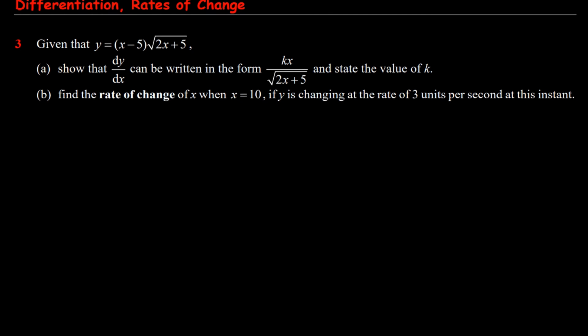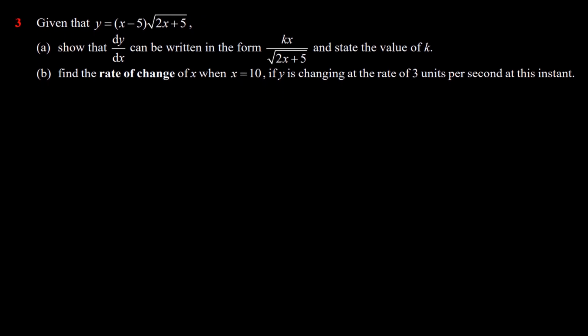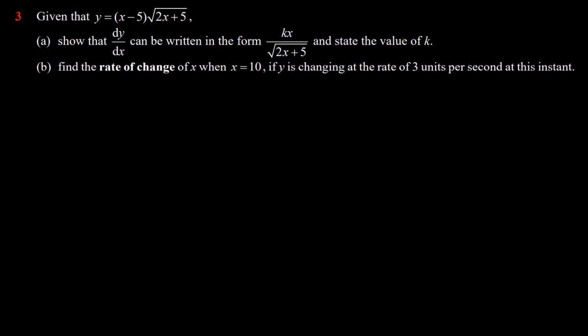With the differentiation, it is written here y equals to this one. We are doing the rates of change. Y equals to that. So the first part is written here as y. So better to use the UV rule to get dy by dx. So u is here, we can write x minus 5, and v is here, which is twice x plus 5 to the power half.